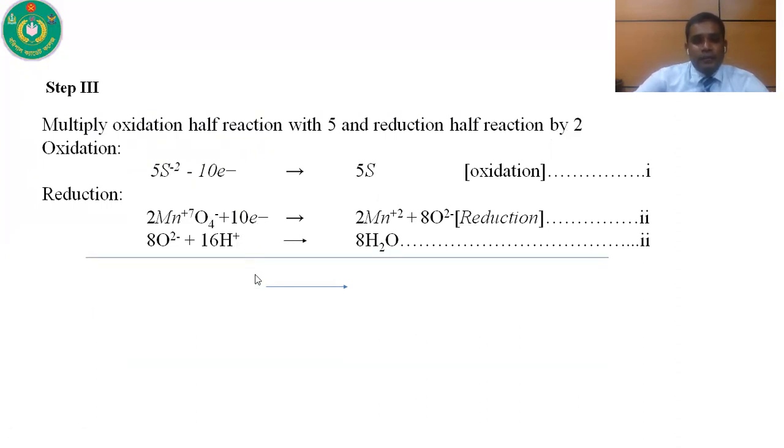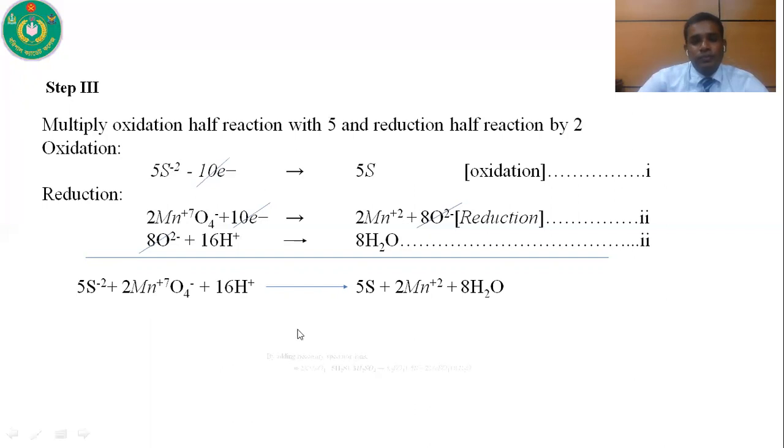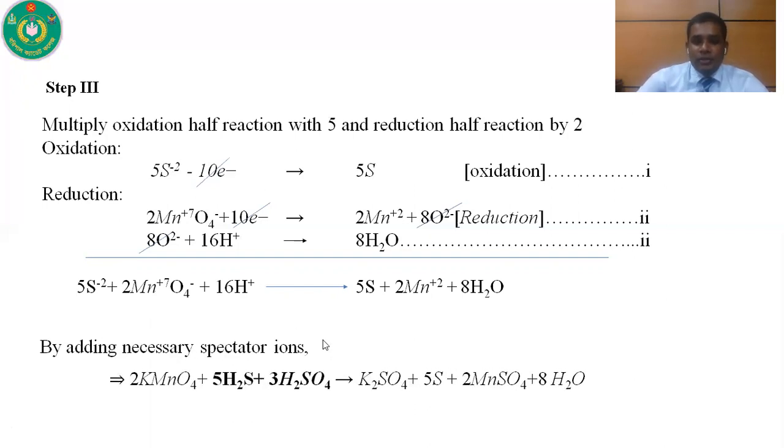So if we add, here you can see that these 10 electrons are cancelled by these 10 electrons, and these 8 oxygen ions are cancelled. So by adding, we get 5 S2-, 2 MnO4-, 16 H+ → 5 S, 2 Mn2+, and 8 H2O. So by adding the necessary spectator ions, we get 2 KMnO4. This is for 2.